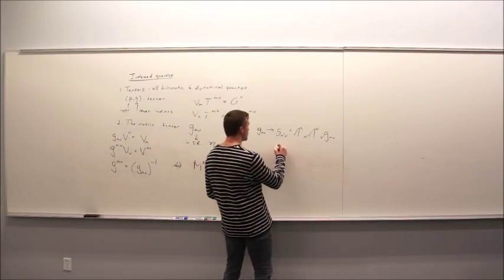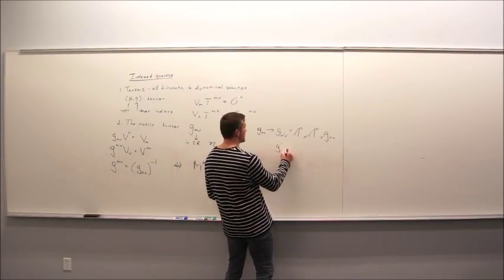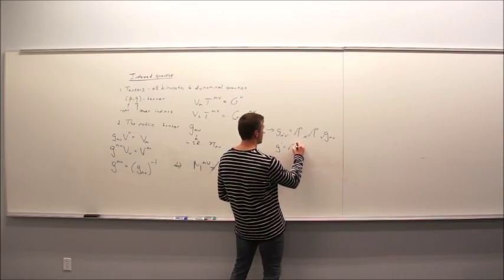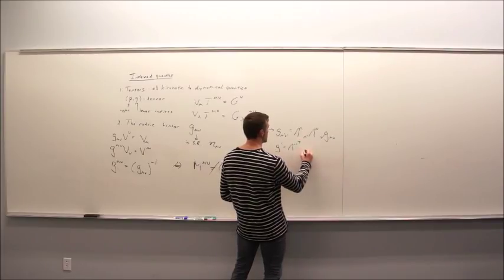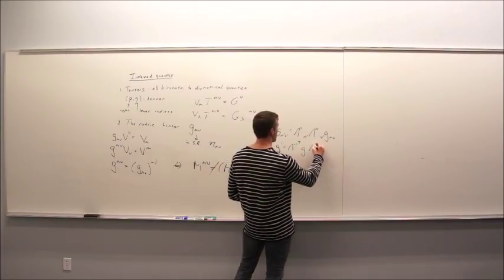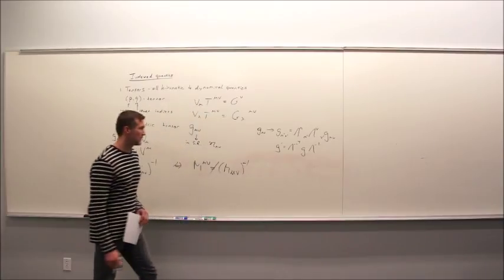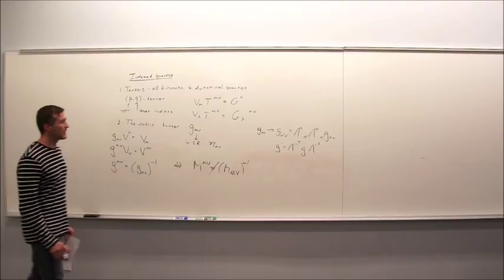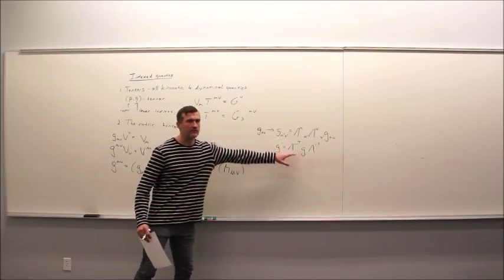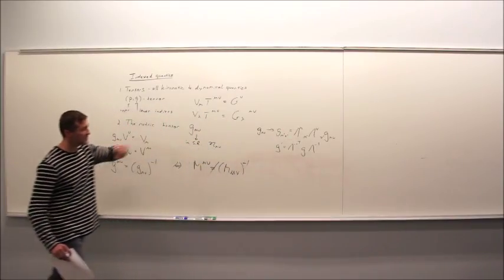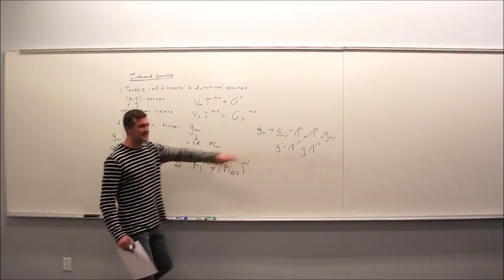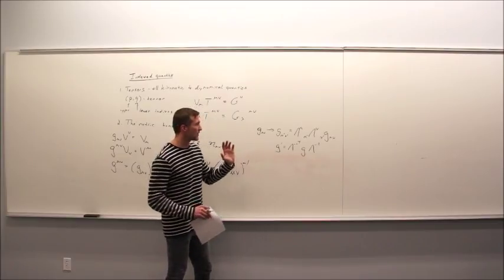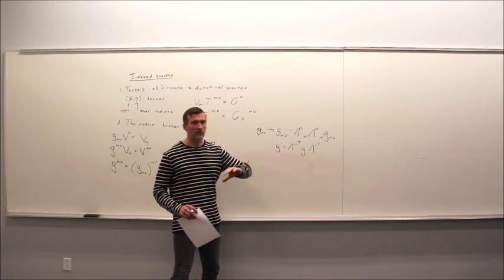And if you play around with this for a while, you'll realize that this expression is essentially saying something like this: lambda inverse transpose G lambda inverse. I'll show you how to tease out this structure of matrix multiplication in just a minute. But this looks familiar, right? In fact, let me do one of those things that we like to do when inverses appear and we want to get rid of them.